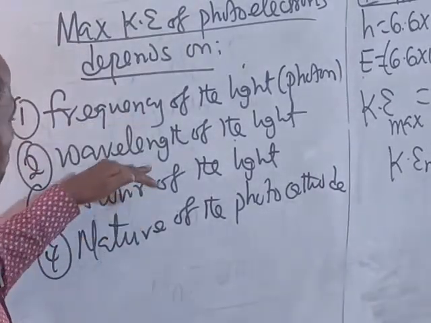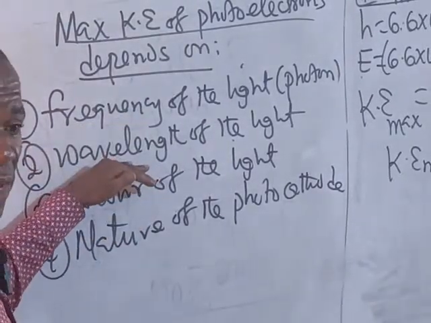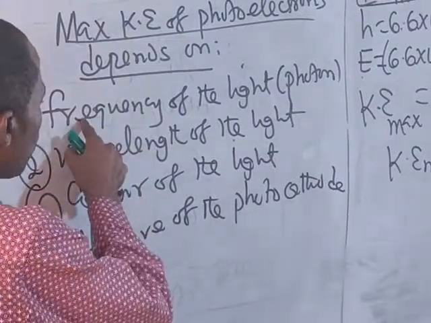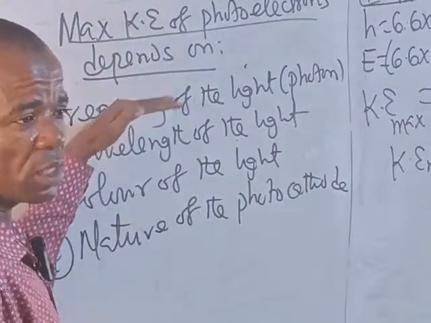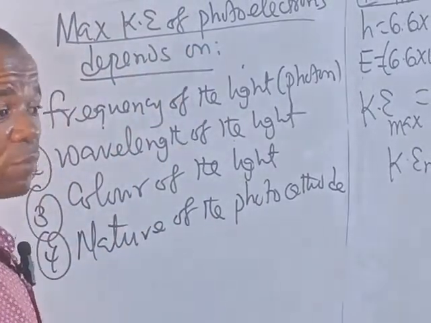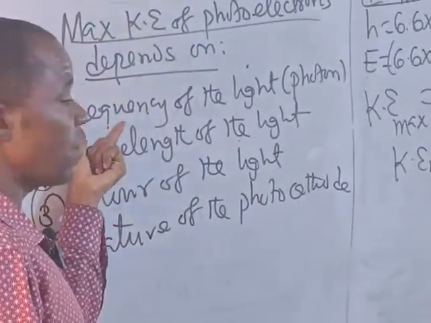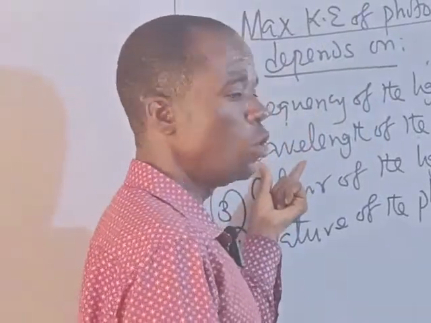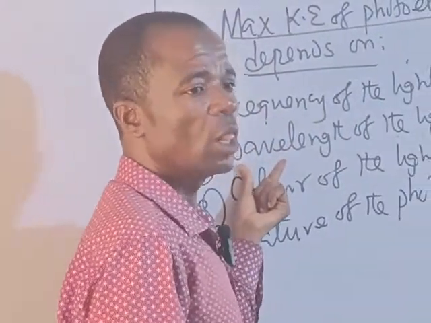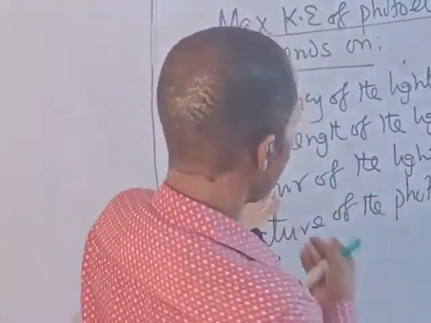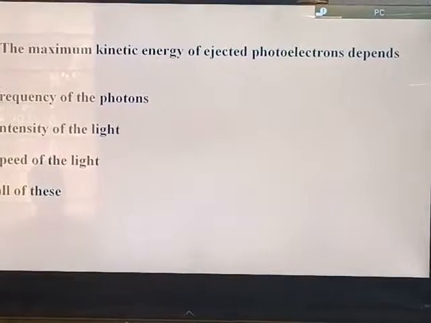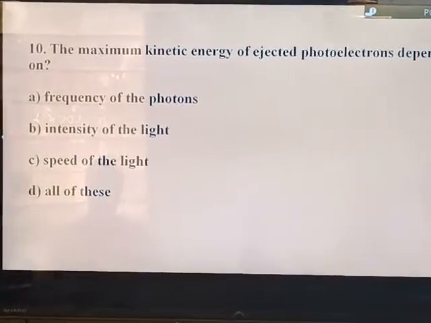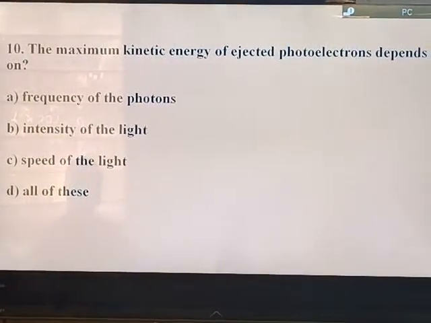The color of the light will also determine what the wavelength is. And don't forget, frequency and wavelength are inverse of each other. The higher the frequency, the lower the wavelength, and vice versa. So any light that have high frequency will have low wavelength or short wavelength. So to answer the question from the extension I've given here, you can see that the correct option is A. So the maximum kinetic energy of ejected photoelectrons depends on A, which is frequency of the photon.